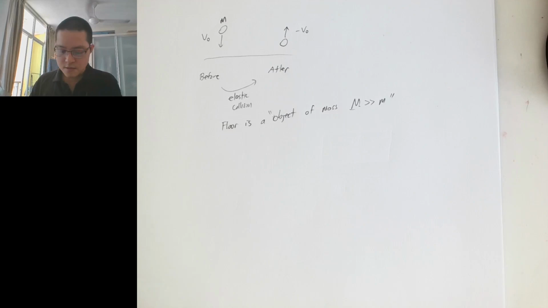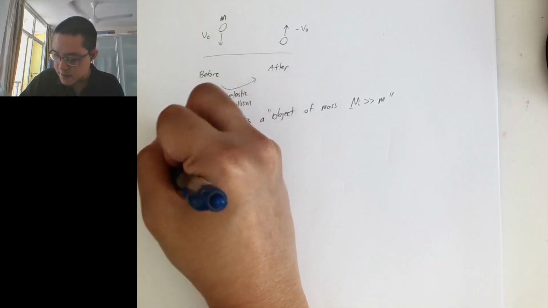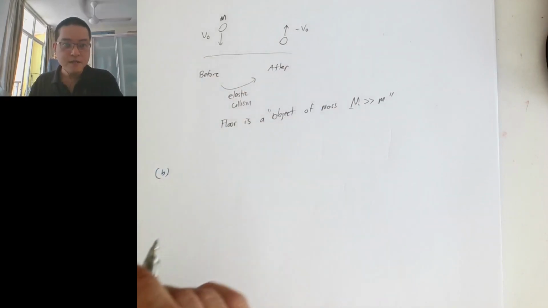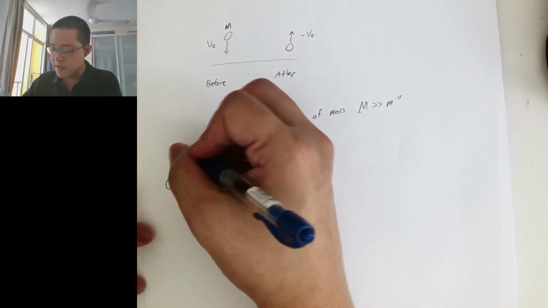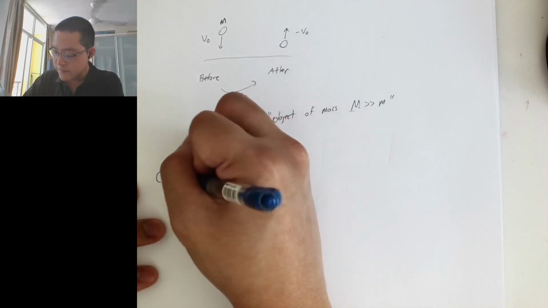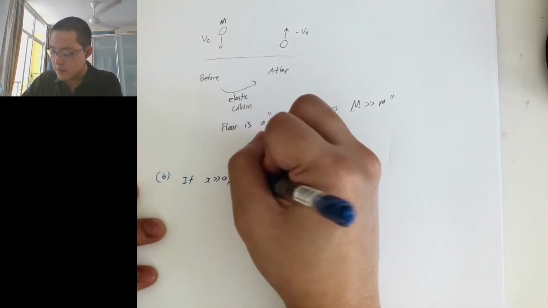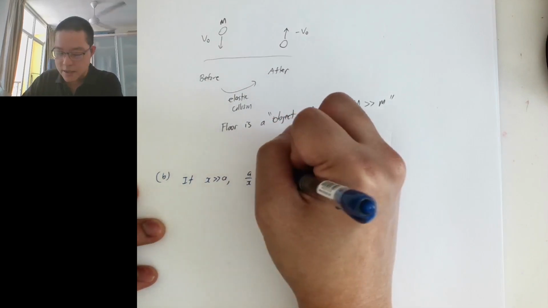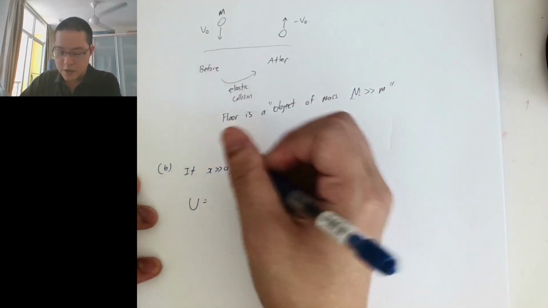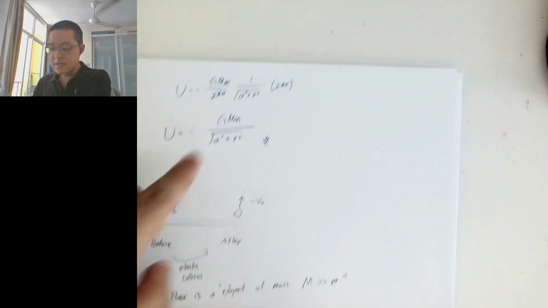Okay, so shall we finish off the last question? The last part, part B of this question, is if x is much larger than a, we do the same thing. a over x is much smaller than 1. So my potential energy equation is given by this.